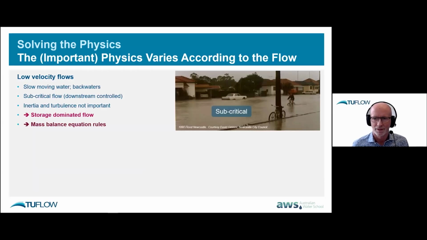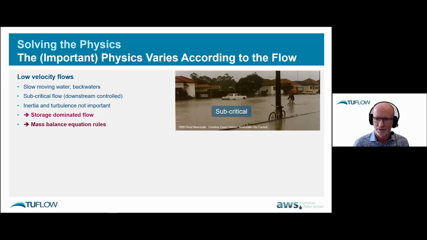The first thing to realize is that the physics that's important varies depending on what sort of flow you're trying to model. So if you're trying to represent the flow in that image up there, it's what we would call fairly gentle flow. It's nothing too vigorous. It's subcritical.